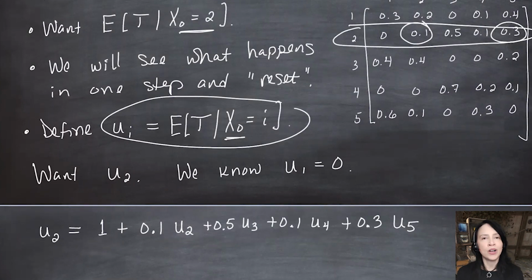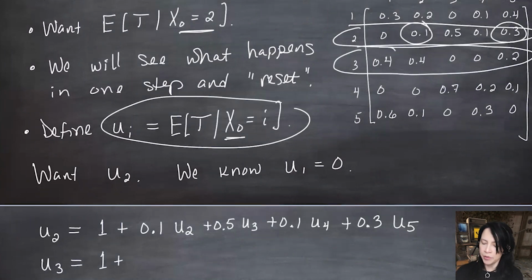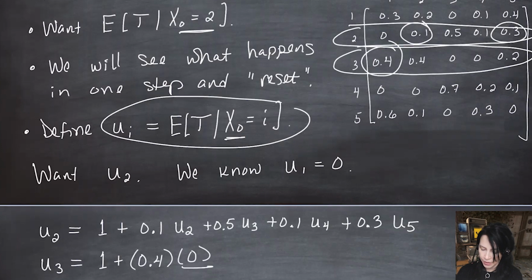Now, even though all I want to find is U2, U2 has been defined in terms of U3, U4, and U5, so I need to start setting up more equations. Let's go for U3 next. Starting from state 3, what is the expected time until we hit state 1? I have to take at least 1 step because I know I'm not there. I'm in state 3, and I'm going to look at the 3 row of the matrix. Now with probability 0.4, I go directly to state 1. So I'm going to put 0.4. With probability 0.4, I stop. There are 0 more steps.